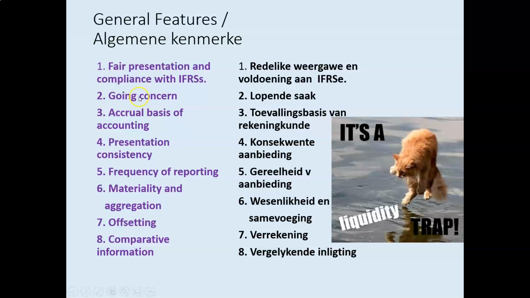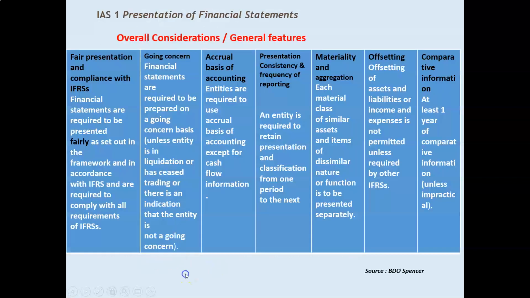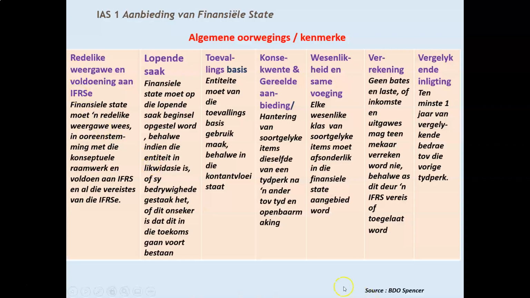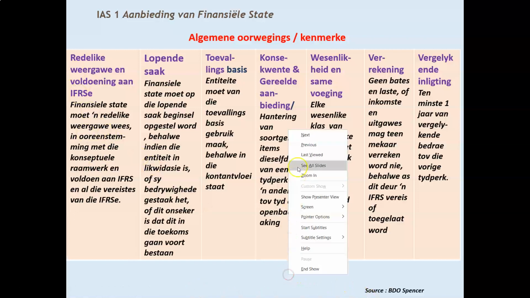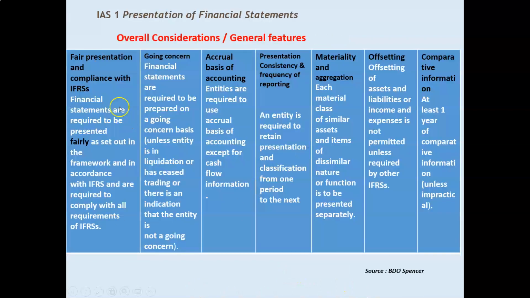Number two, going concern. You also came across that when we did the conceptual framework, and the same thing applies to the accrual basis of accounting. The fourth general feature is presentation consistency. Fifth, frequency of reporting. Six, materiality and aggregation. Seven, offsetting. And eight, comparative information. Now, this is the summary of IAS 1 done by BDO Spencer, more or less in a one-pager.